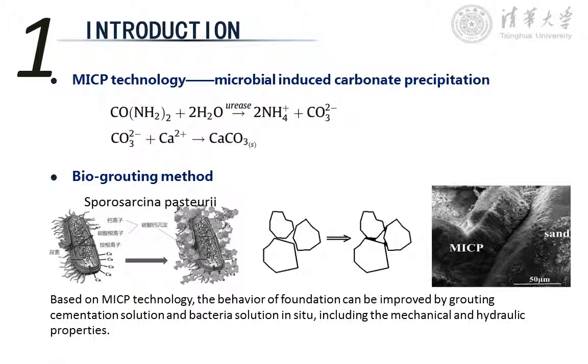MICP involves the process of hydrolysis of urea by urease enzyme from the bacterial metabolism activities. And in the presence of calcium salts, the calcium carbonate precipitation will form around bacterial cells. Based on MICP technology, the behavior of foundation can be improved by grouting cementation solution and bacterial solution in situ, and the behavior includes the mechanical and hydraulic properties.